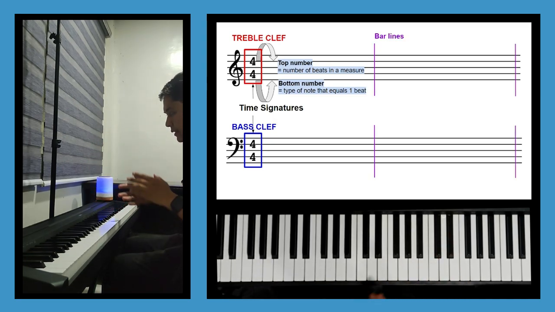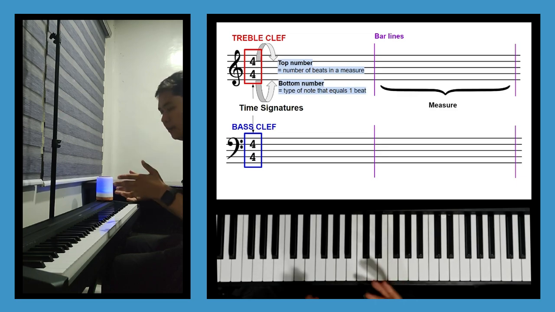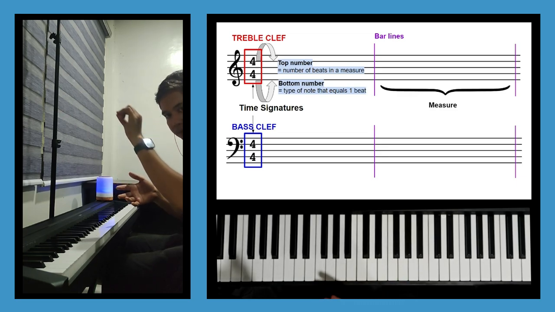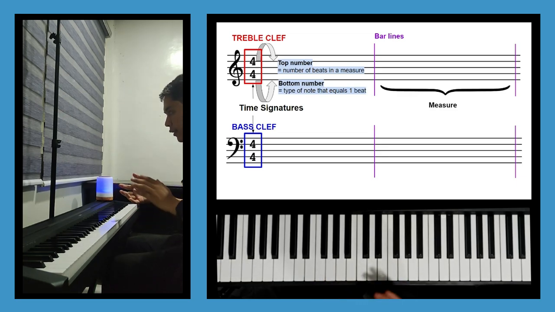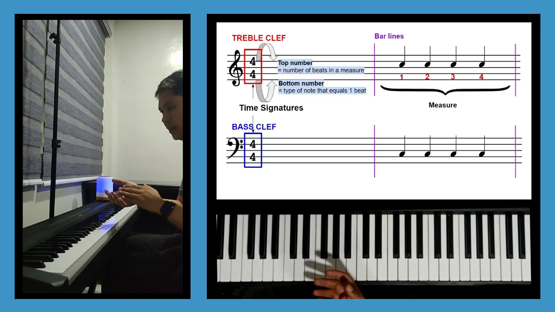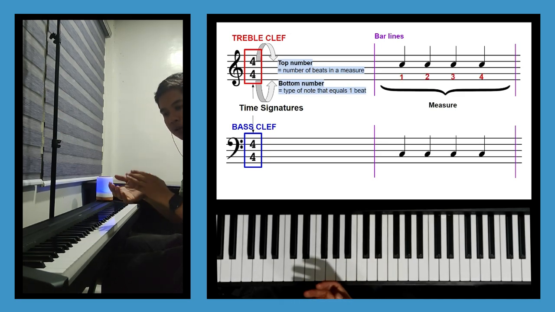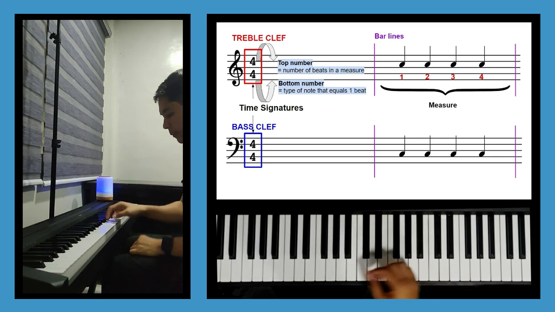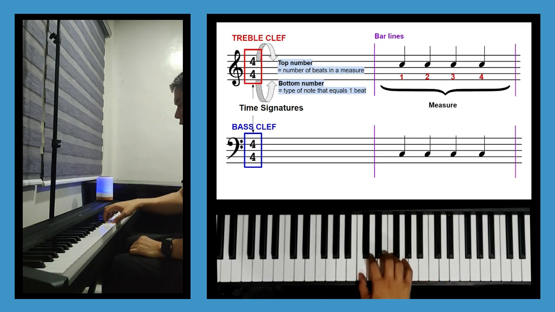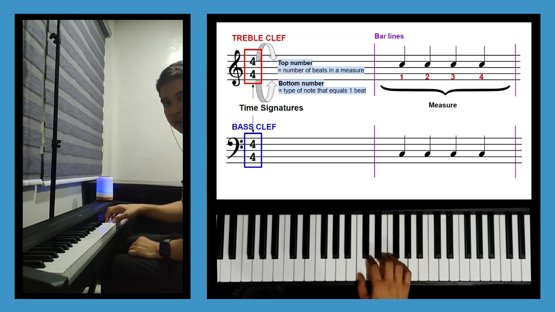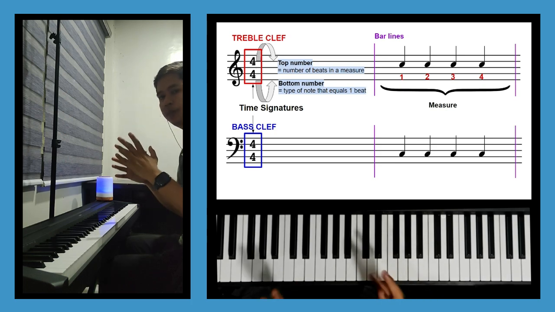So let's hear what the 4 in 4/4 means. The 4/4 sounds like this: 1 2 3 4, 1 2 3 4, 1 2 3 4. Or on the piano: 1 2 3 4, 1 2 3 4. So that's the 4/4.